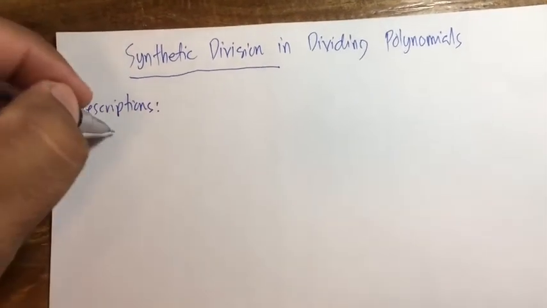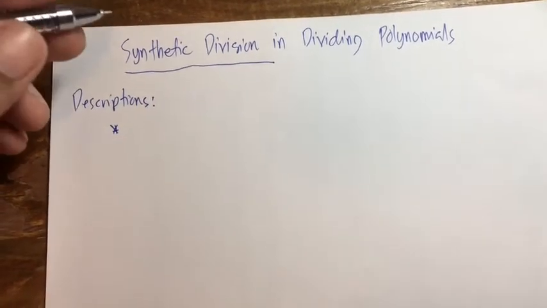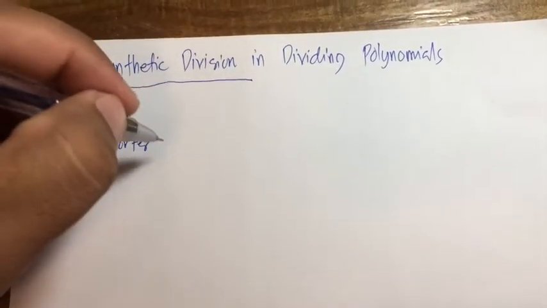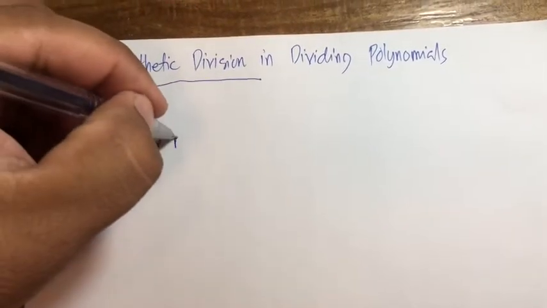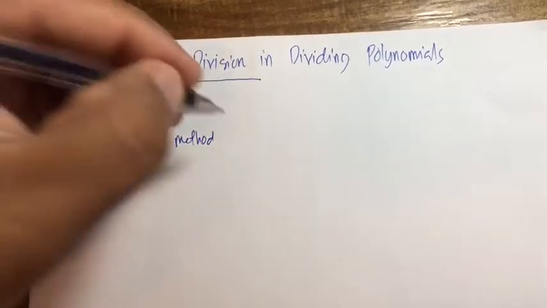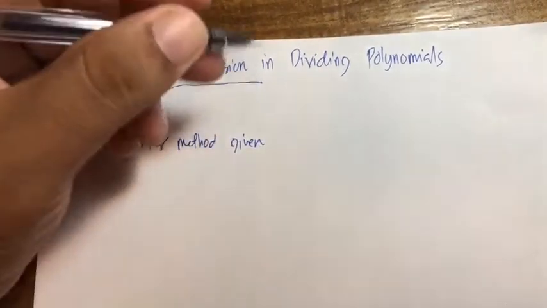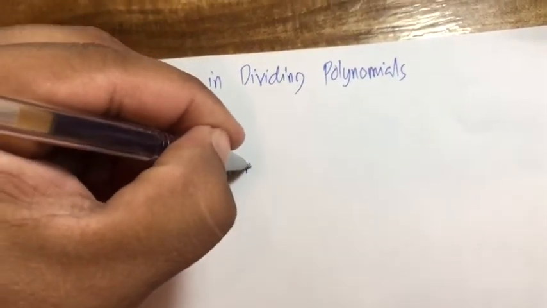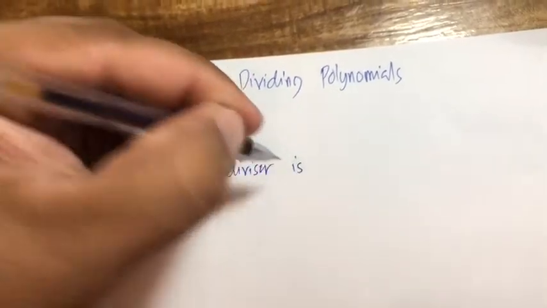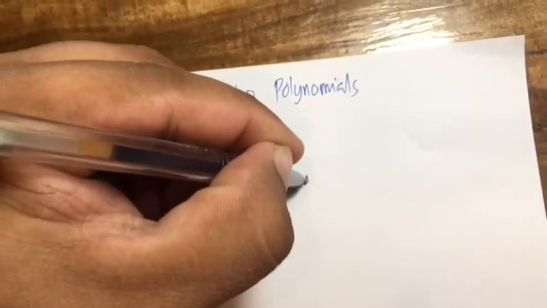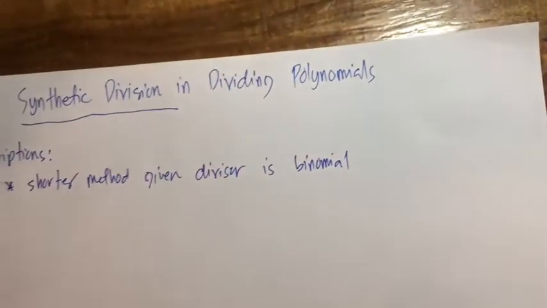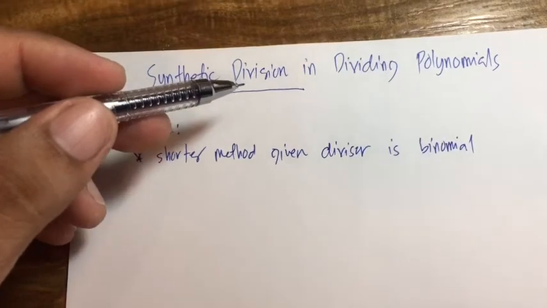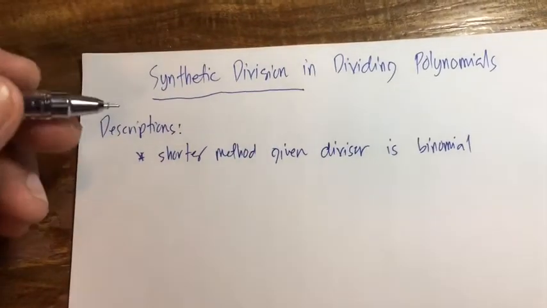The first one, of course: synthetic division is a shorter method in dividing polynomials, given that our divisor is what? It is a binomial. So it is good to use synthetic division if our divisor is a binomial.